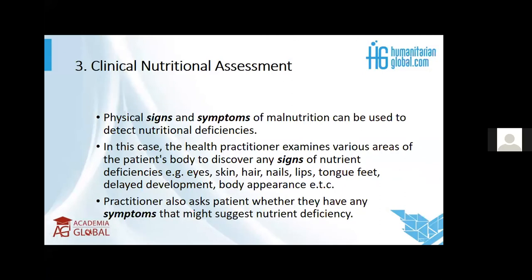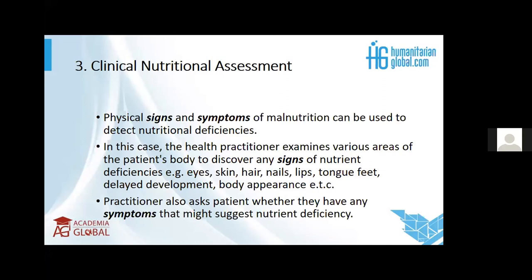Now, in a clinical nutrition assessment, we look at the signs and the symptoms that we can use to detect malnutrition. The signs are the things that we can see; the symptoms, our clients, our patients must tell us how they are feeling. Now, the health practitioner will examine the various areas of the patient's body to discover any signs of nutrient deficiencies. The most common places that we examine are the eyes, the skin, the hair, the nails, the lips, the tongue. You will see some abnormalities in those body parts that may indicate several problems, such as nutrient deficiency.